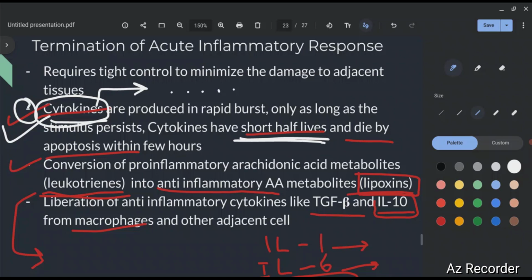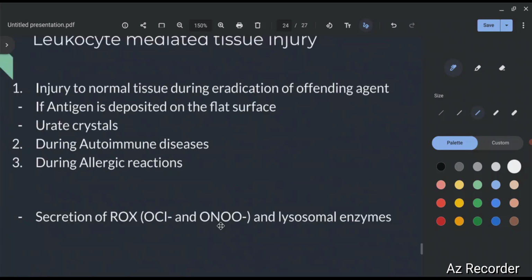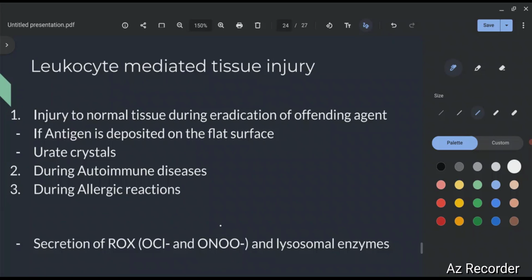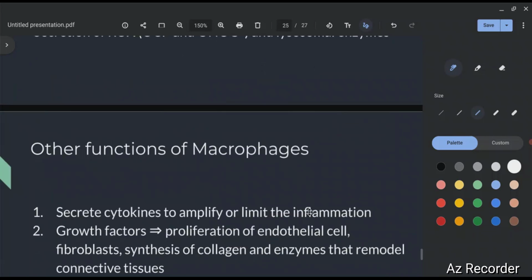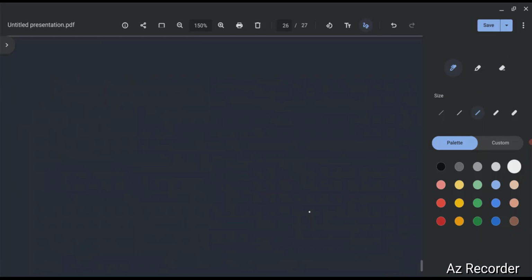So this is very important, and these are the three major processes or methods by which we are able to terminate the acute inflammatory process. Okay. Next thing I would like to talk about, I would first like to explain this to you on the blackboard.